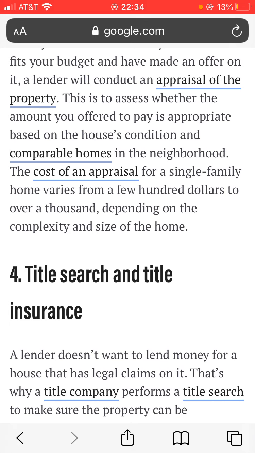And basically, you do nothing. You just let the bank order the appraisal. You can't order the appraiser, for obvious reasons. But you will receive from the title company or from the bank the information of the appraiser, or information on where and how to make the payment.